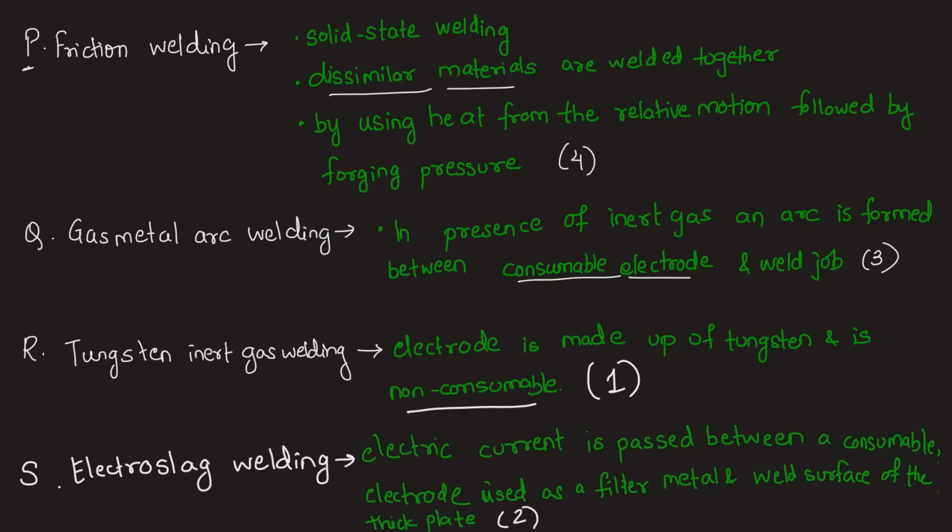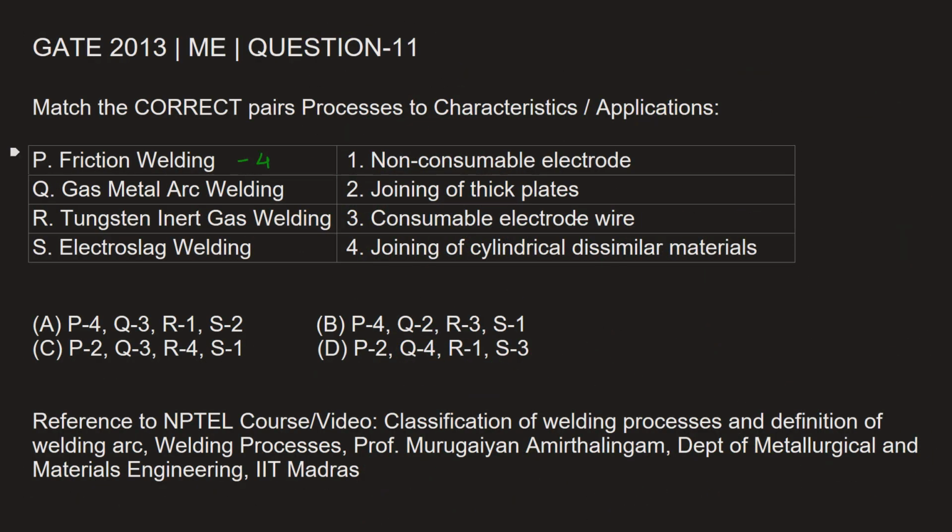Let's go back and mark the correct option with this pairing. So P4, Q3, R1 and S2. 4, 3, 1, 2, which is given in option A itself. Option A is the correct one.